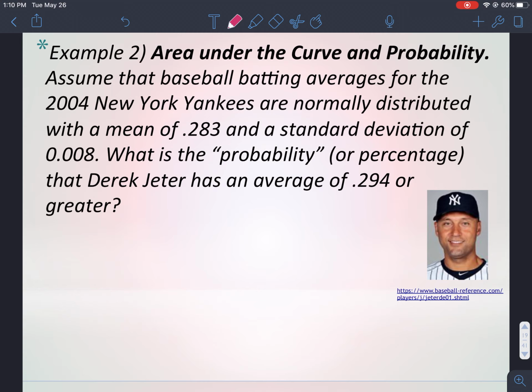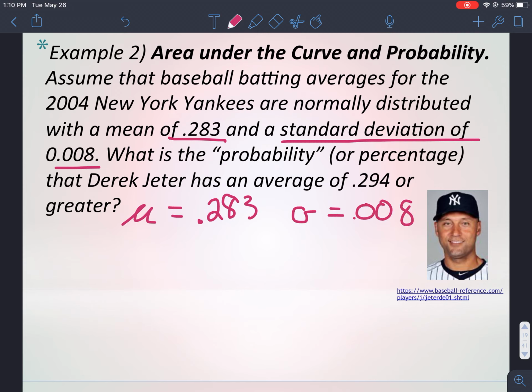Assume that baseball batting averages for the 2004 New York Yankees are normally distributed with a mean of 0.283. So let's write that down. And a standard deviation of 0.008. This is actual data from 2004. All right. What is the probability or percentage that Derek Jeter has an average of 0.294 or greater?